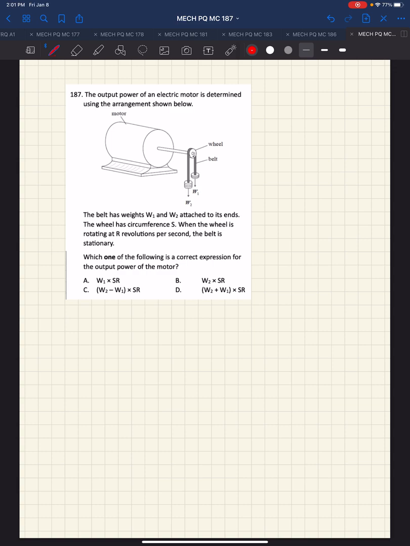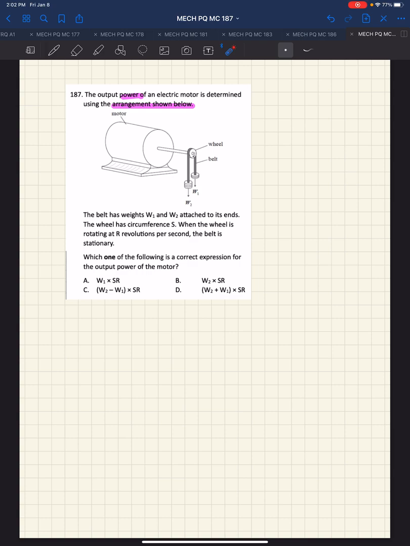For this question, we have an output power determined by using the arrangement shown below. This wheel is rotating because of the motor. There is a belt that goes around the motor. There is a weight on one side, a weight on the other. It looks like they've intentionally shown this one to be heavier, which has the effect of making lifting this one easier, or vice versa.